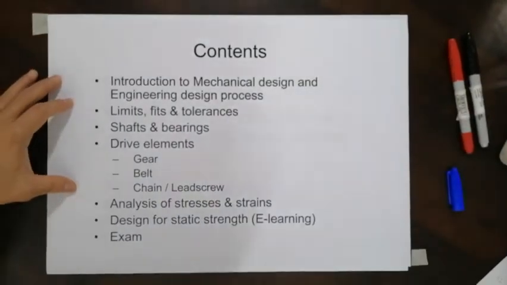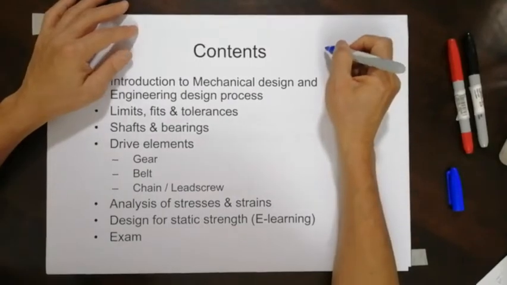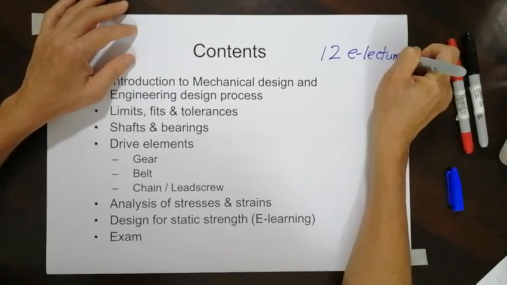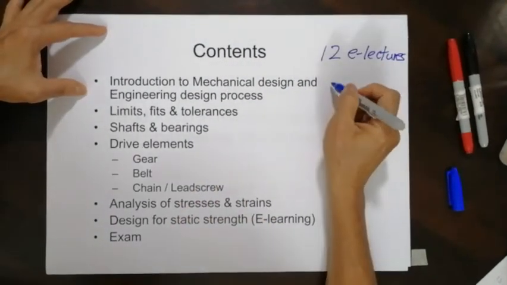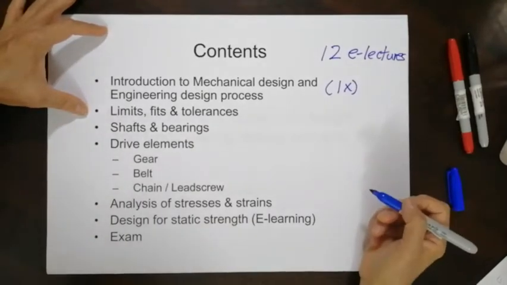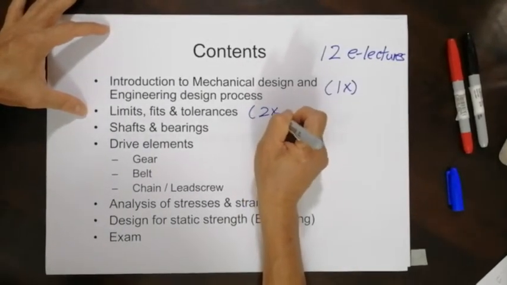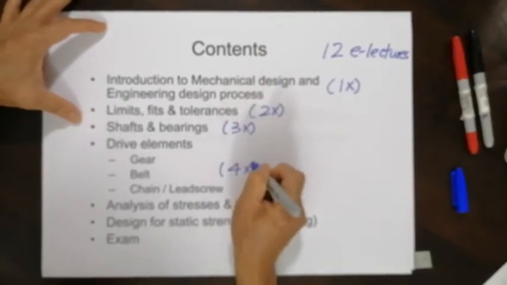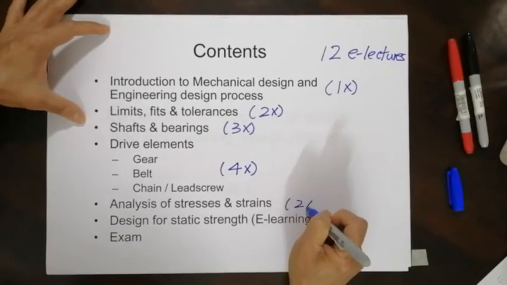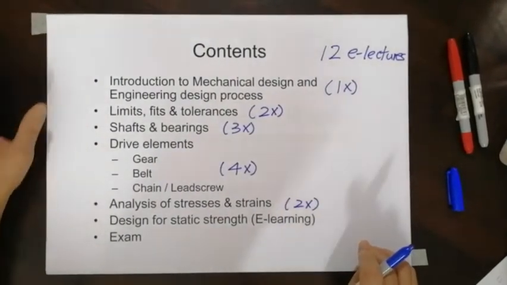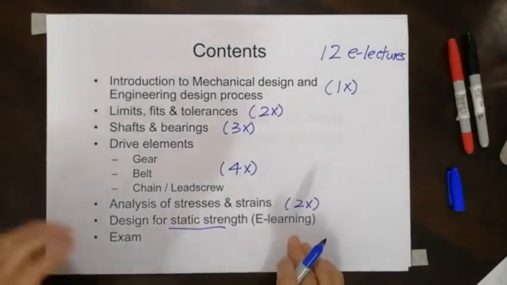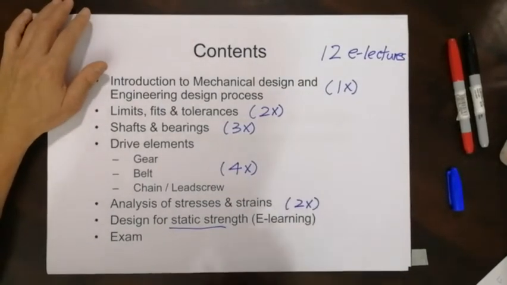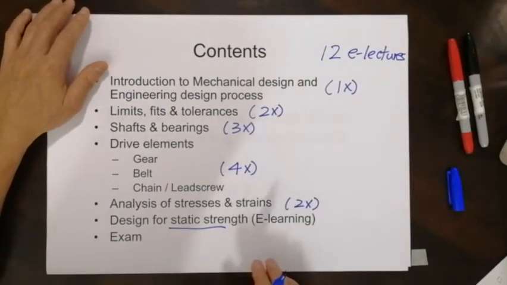Now, in all, this module has 12 lectures. 12 e-lectures to be exact. The first topic has 1 lecture. Limits, fixed, and tolerance will have 2 lectures. And this is 3 lectures. And that is 4 lectures. Analysis of this is 2 lectures. Design for static strength used to be an e-learning topic, and will likely stay as it is, e-learning. E-learning is self-learning. There will not be any e-lecture for this topic.